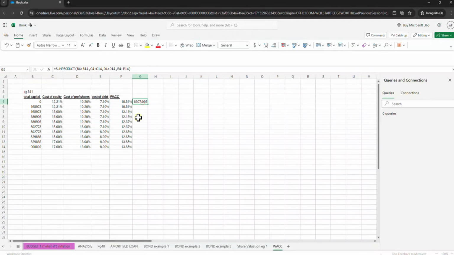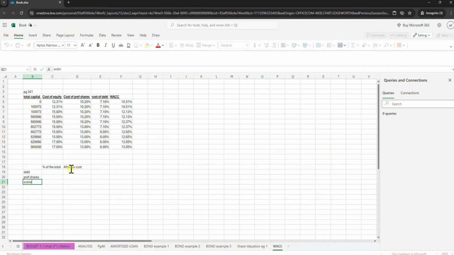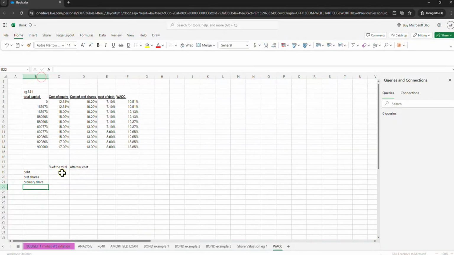Let me show that here. You've got the percentage of the total, and then you've got the after-tax cost for debt, preferred stock or preference shares. There we go. This was 31.14, percentages again.